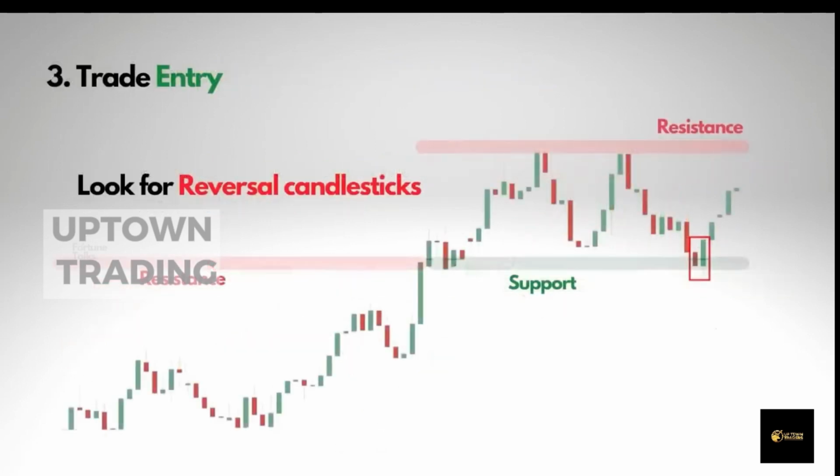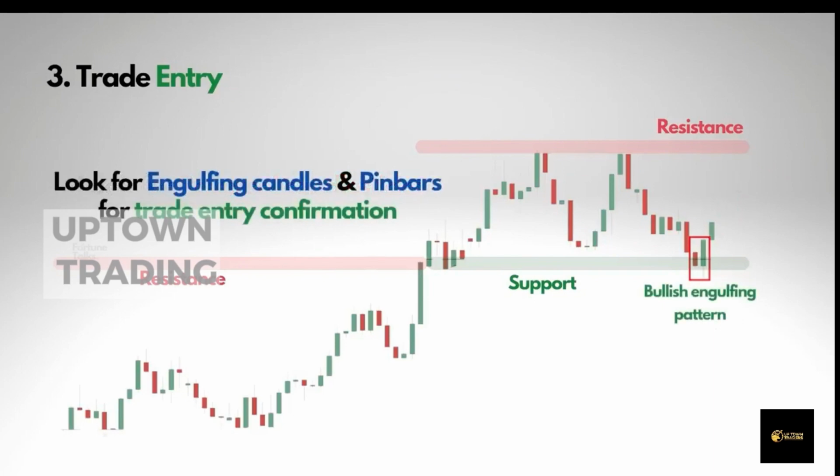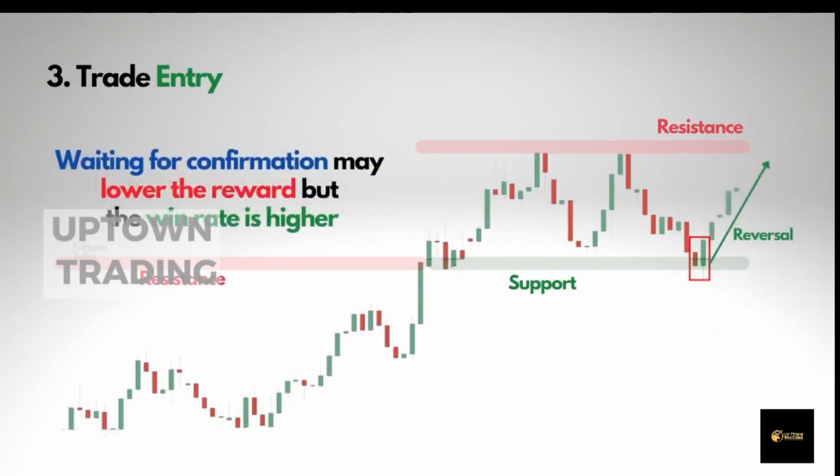Now, the third point to consider is the trade entry. Now that the price has reached an area of value, you have to look for reversal candlestick patterns. You can use reversal candlestick patterns like engulfing candles or pin bars to time your trade entry. So, you will enter a trade only after the market shows signs of reversal. However, you risk entering at a much higher price, which may lower your risk to reward ratio, but it gives you a higher win rate.